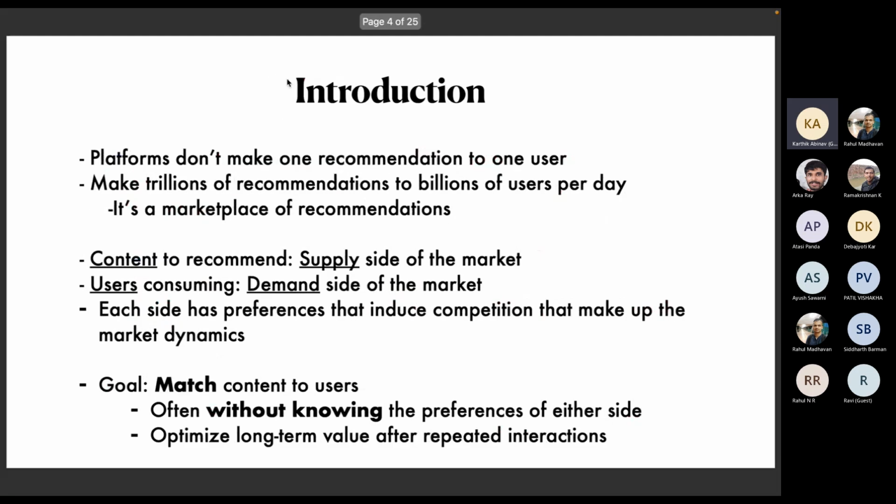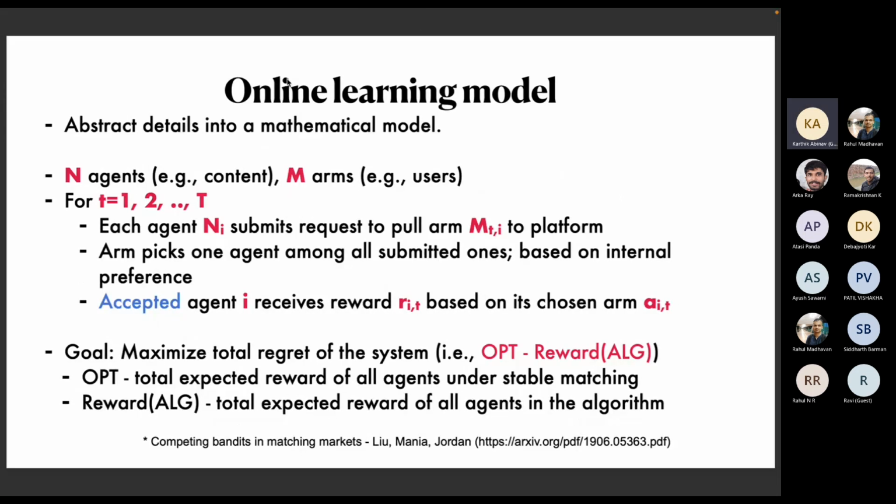And the bulk of this talk will start from this kind of motivation, but I will just abstract out all details and talk about it as a mathematical model. So in this mathematical model, this is how the system looks like. We have n agents. You can think of each content or each producer to be one of the agents. And then you have m arms. Your arms are like users here, right? And then you have some T steps of interaction.